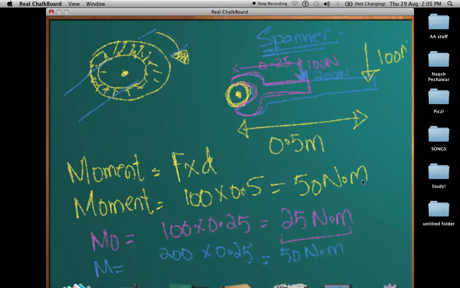So you can see that when we were using a longer spanner, with a force of 100 newtons, we were able to give it a turning effect of 50 newton meters. However, when we were using a shorter spanner, we had to give a force of 200 newtons. We had to push more to give the same turning effect. So that is why we use longer spanners when we are turning a bolt.